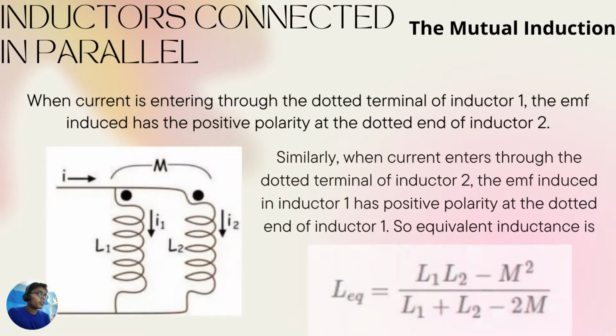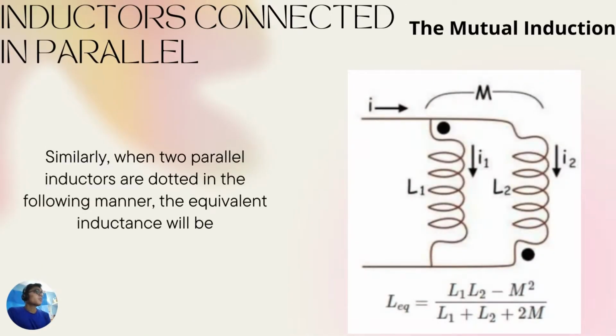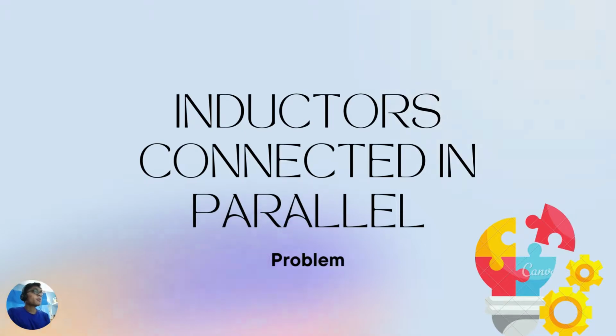Whenever mutual induction is in play, we must understand the direction over here. So there is a general formula here, that is L equivalent is equal to (L1 L2 minus M squared) by (L1 plus L2 minus 2M). Now we will come to the effect of mutual inductance in parallel connection. So this is the difference over here. Whenever they are opposite to each other, we would use a minus sign in the numerator part. Let's see a problem over here.